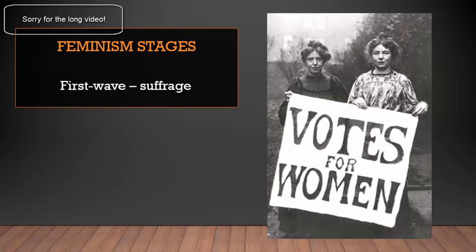When we're talking about the feminism stages, there are different periods of time when there were outspoken women and men who led the fight for equality and equity between the different genders. Usually, when we think about the first wave of feminism, we think about the fight for suffrage and women being allowed to vote.